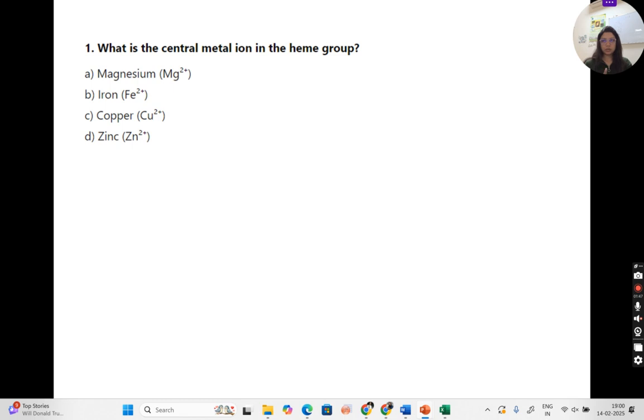So first, the question: what is the central metal ion in the heme group? We already discussed the heme group. This is not a typical question, and all know the answer. The answer is B, iron. Iron is the central metal ion in the heme group. These questions can come directly in exams. Bioinorganic is a very simple chemistry. We just need to memorize some basic facts, and on the basis of those facts we can simply answer these questions.